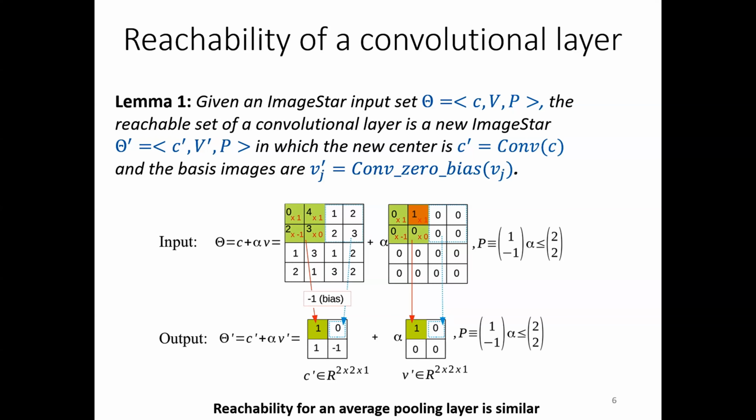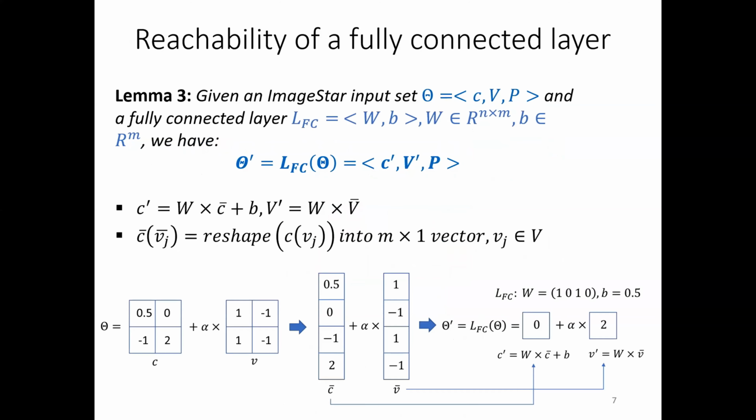Because average pooling is also a linear operation, the reachability analysis for average pooling layers is very similar to that of convolutional layers, so I'm going to skip this in this talk. Similar to the convolutional layers, the output set of fully connected layers can be constructed very quickly. Basically, the center and the basis images of the output set are the affine mappings of the center and basis vectors of the input set.